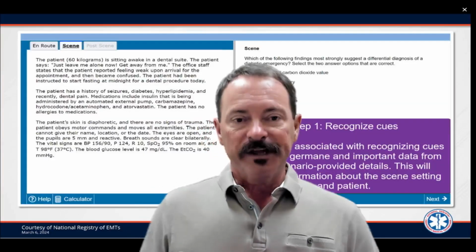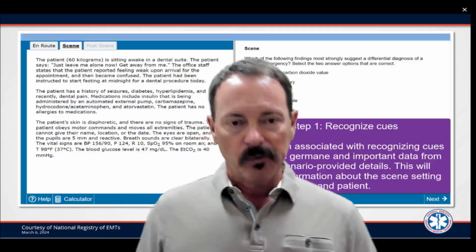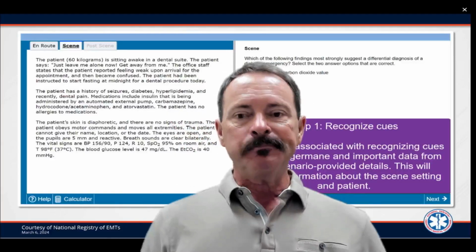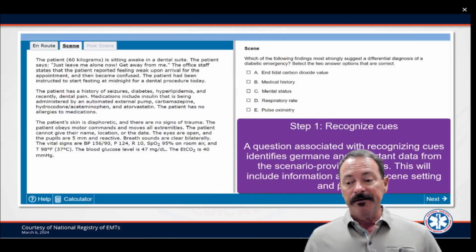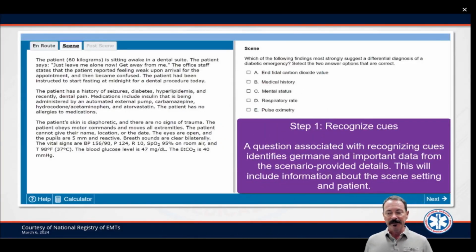So we go back to this scene. We're on scene now. The information that they gave us is the patient, 60 kilograms, is sitting awake in the dental suite. The patient says, just leave me alone, get away from me. The office staff states that the patient reported feeling weak upon arrival for the appointment and then became confused. The patient had been instructed to start fasting at midnight for a dental procedure today.